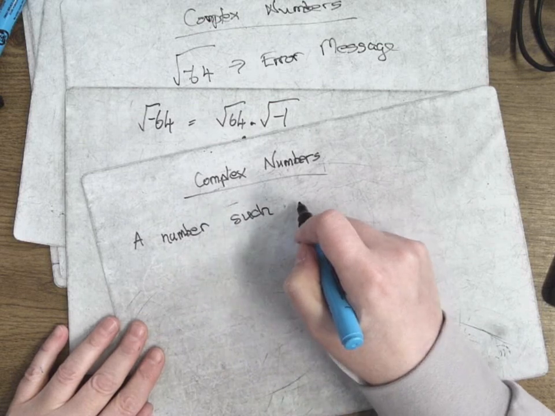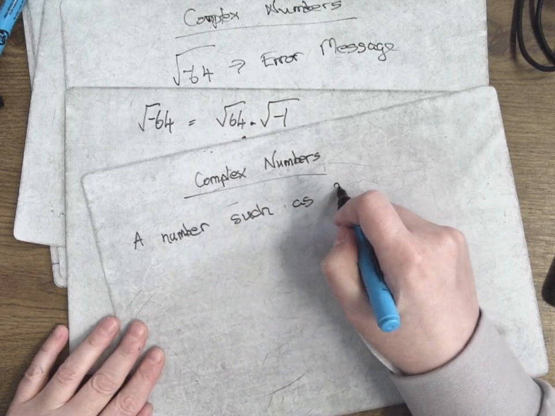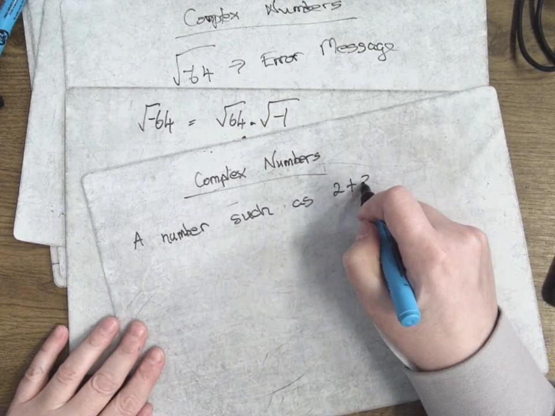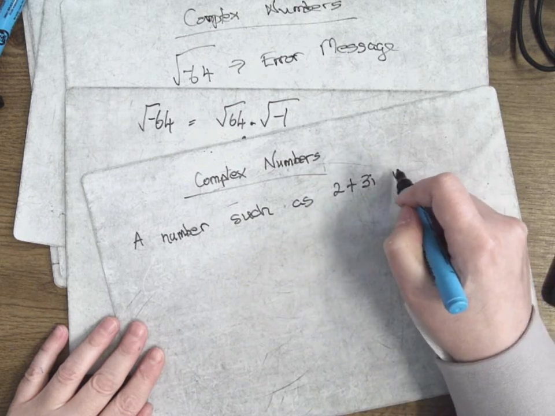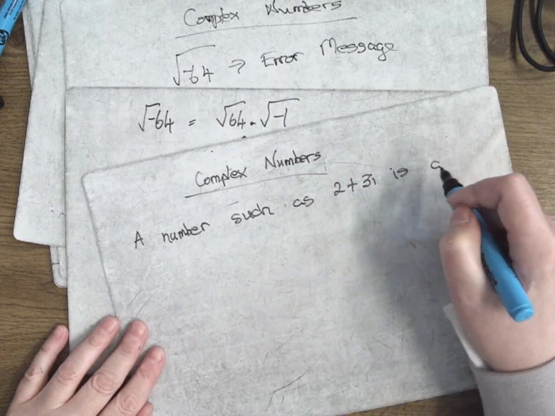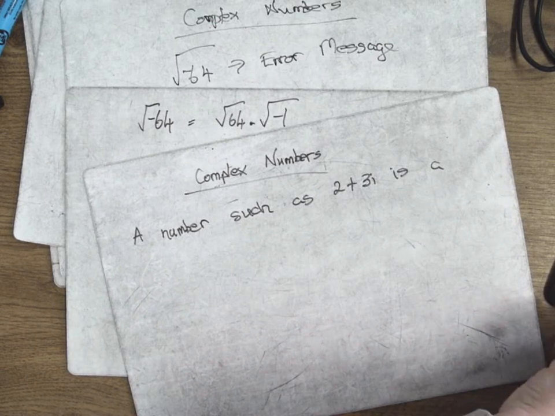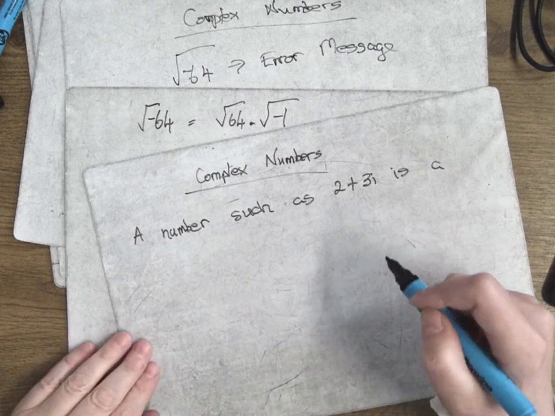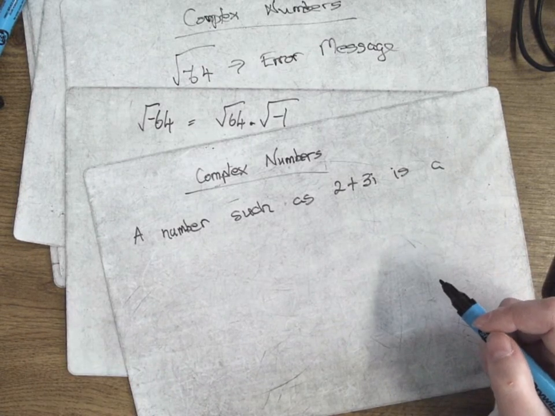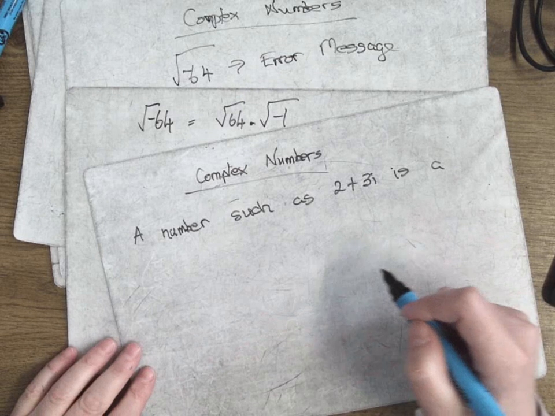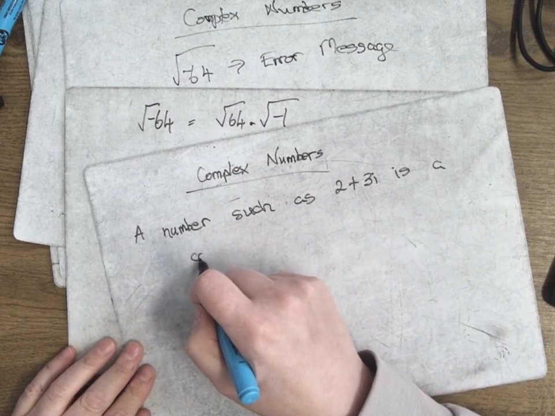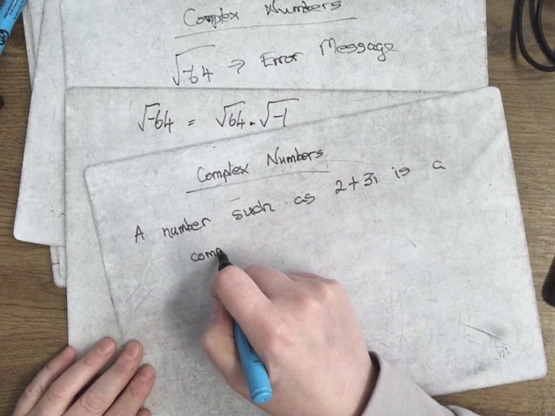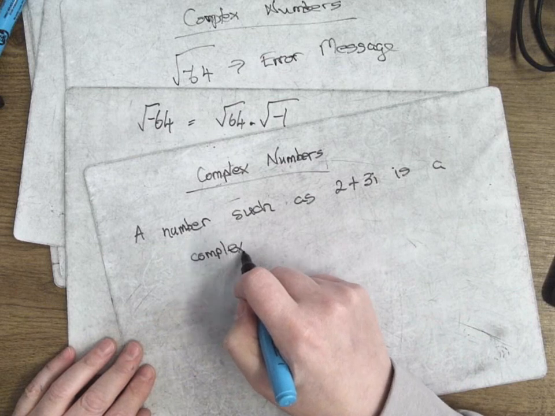So a number such as 2 plus 3i is a complex number. In English, what does complex mean? If I said something was very complex, what would it be? Yes, difficult. It's complicated, isn't it? So a complex number is a bit complicated.